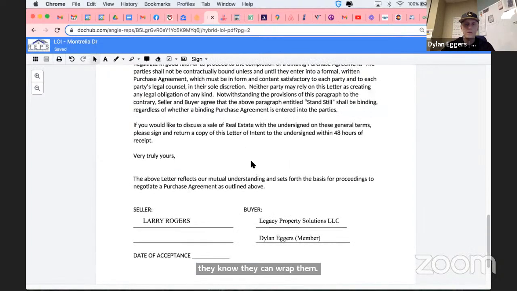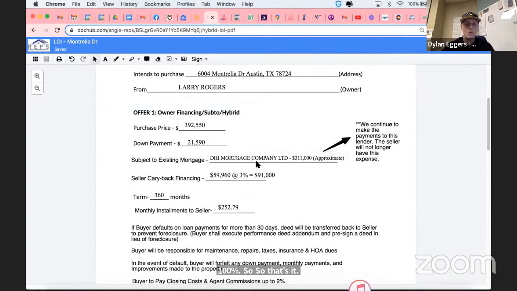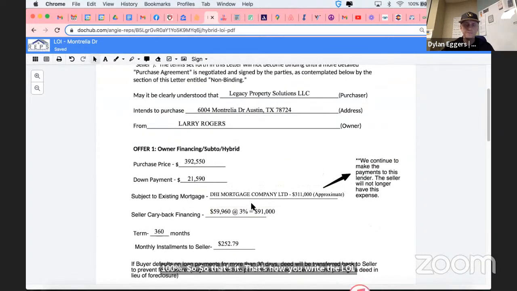So that's it. That's how you write the LOI. That's how you fill out the seller net sheet. This one's a little bit more complicated because we have the seller carryback. It's a hybrid, so it's a little bit more complicated versus just a straight up sub-2 where it's just purchase price, down payment, and mortgage. There's no seller carryback. Those are ideal for us. Those are the best for us.